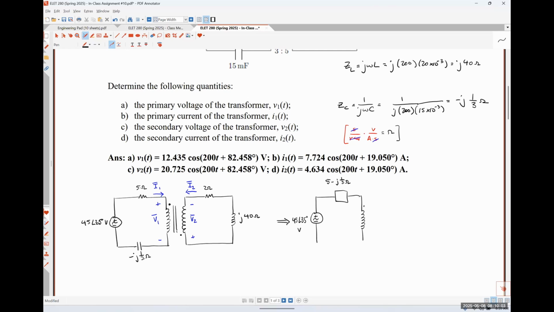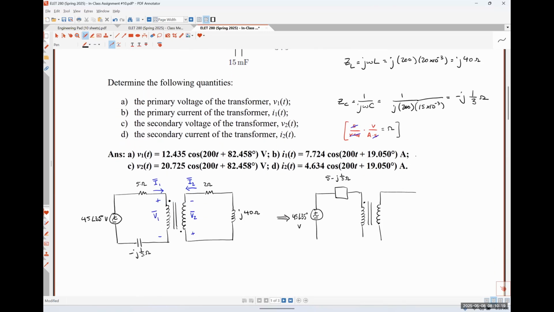And then here's my primary coil. And then here's my secondary coil over here. And this secondary impedance is going to be simply 2 plus J40, like so. Now, I have intentionally not drawn the dot on my secondary side yet because I'm going to mess with that a little bit, okay?